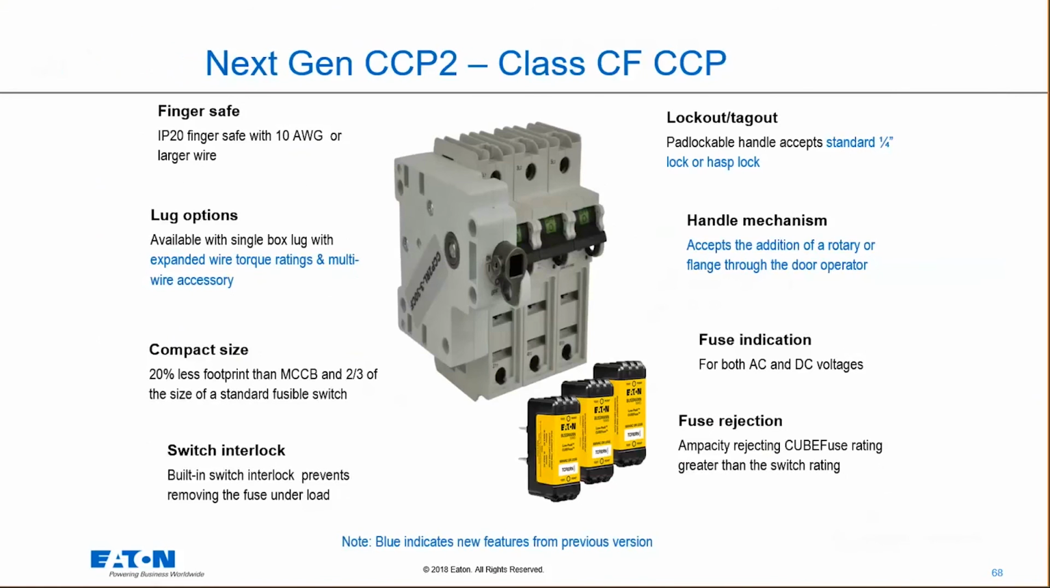So a couple of things I want to point out from Bussmann. The nice thing is we came out with new fusible disconnects several years ago. We have our second generation of our Class CCP. So these are basically the best fusible disconnects on the market nowadays, guys, up to 200 amps. We do have through-the-door disconnects. We have flange mounted. They have lockout tagouts.